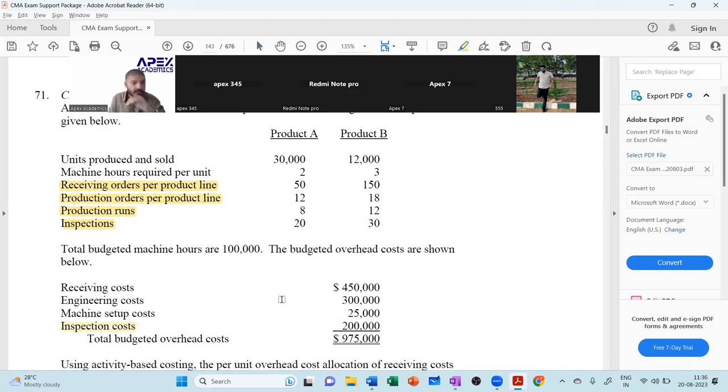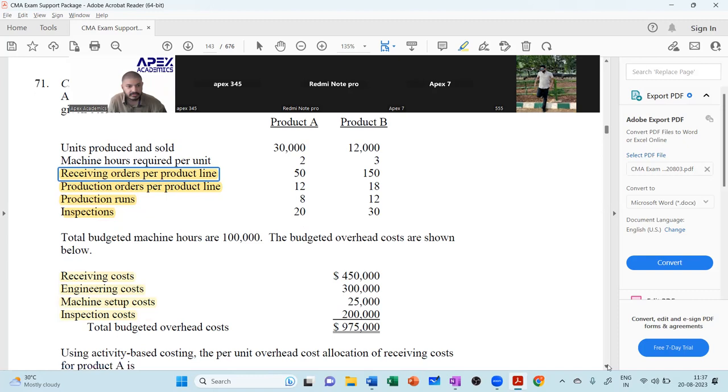Please forgive me. If there is an inspection cost, it is driven by the number of inspections. If there is a production run, it is driven by the number of machine setup costs. If there is an engineering cost, it is driven by the production. It is driven by one of the items in each of these. Receiving costs are driven by receiving orders per product line. Inspection costs are driven by the number of inspections. So what am I doing? I'm identifying the activity, and identifying a cost driver with that activity.